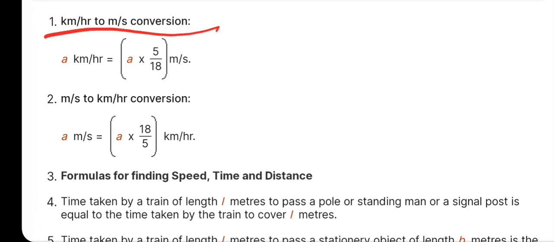So in order to convert kilometer per hour to meter per second, we multiply by 5 by 18. And if we want to convert meter per second to kilometer per hour, just multiply by 18 by 5. This is a very important thing. Kilometer per hour to meter per second, multiply by 5 by 18, and for meter per second to kilometer per hour, just the reciprocal, that is multiply by 18 by 5.